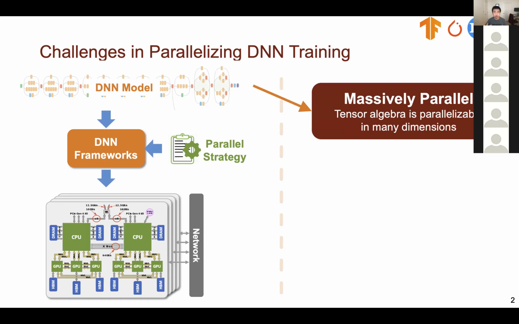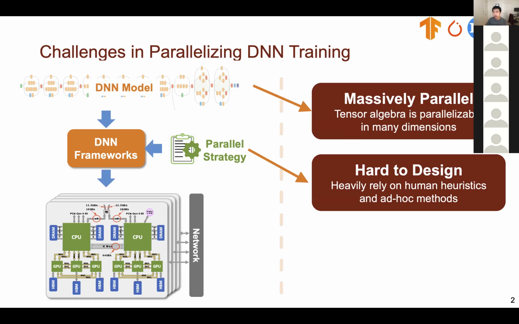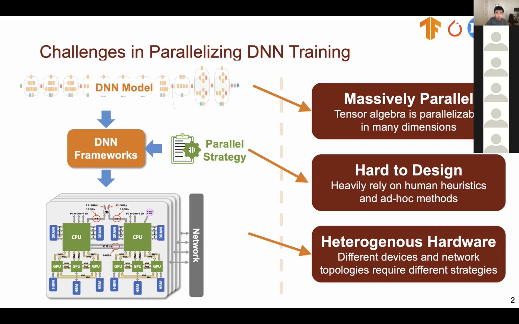And we have observed that if you use different combinations of these data dimensions, you will achieve very different performance on the underlying hardware. And the second challenge is that it turns out to be very hard to manually design these strategies. The current design heavily relies on heuristics or some ad hoc methods, and requires a long time to experiment and evaluate our current design in order to achieve an optimized strategy.